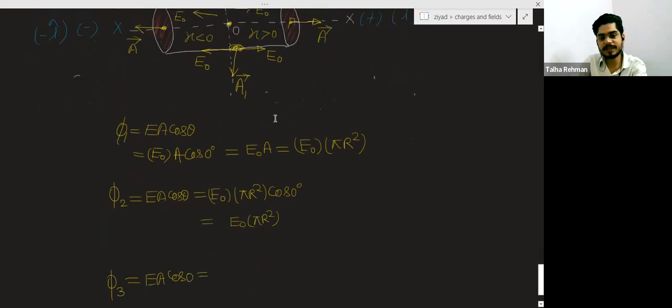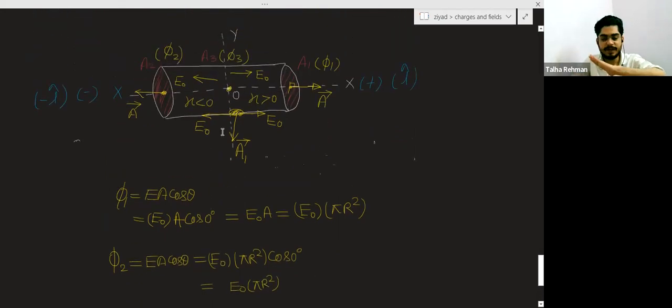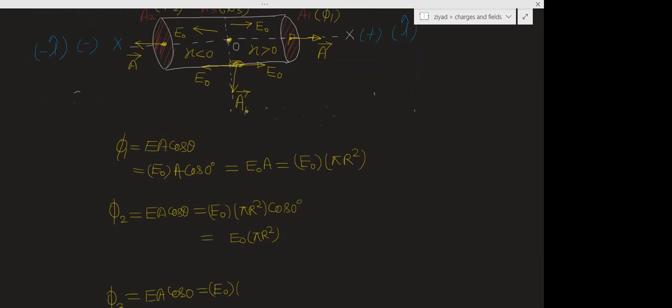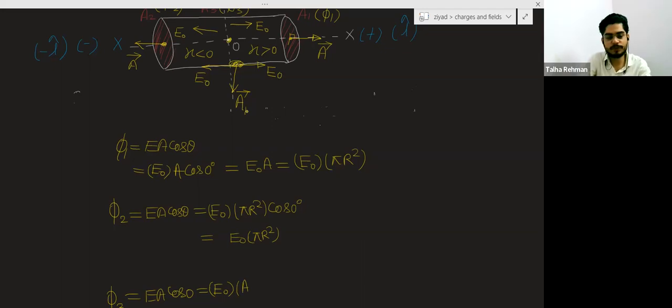Electric field is in the x direction. Either the negative or the positive, the electric field is E naught. We are talking about the magnitude only. And what is the area? Area is this A1. Area is A, means if you take the area vector or area A1.